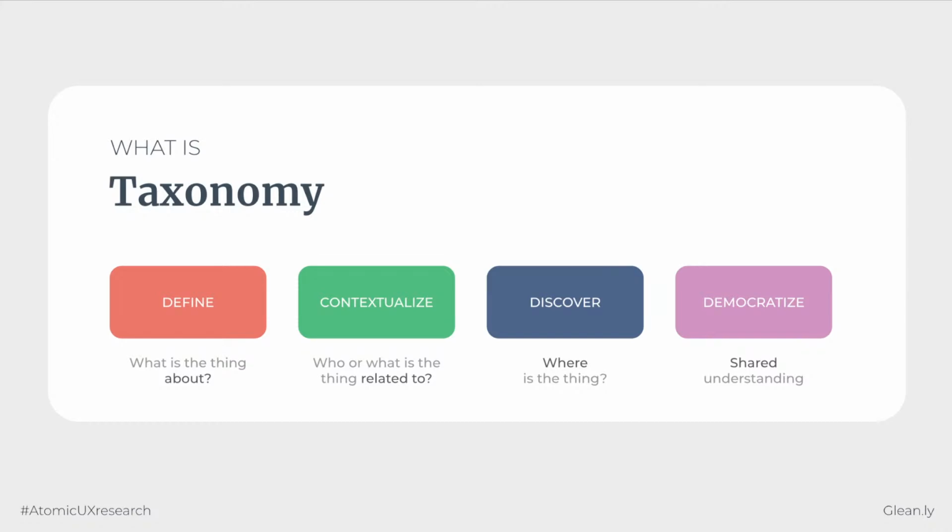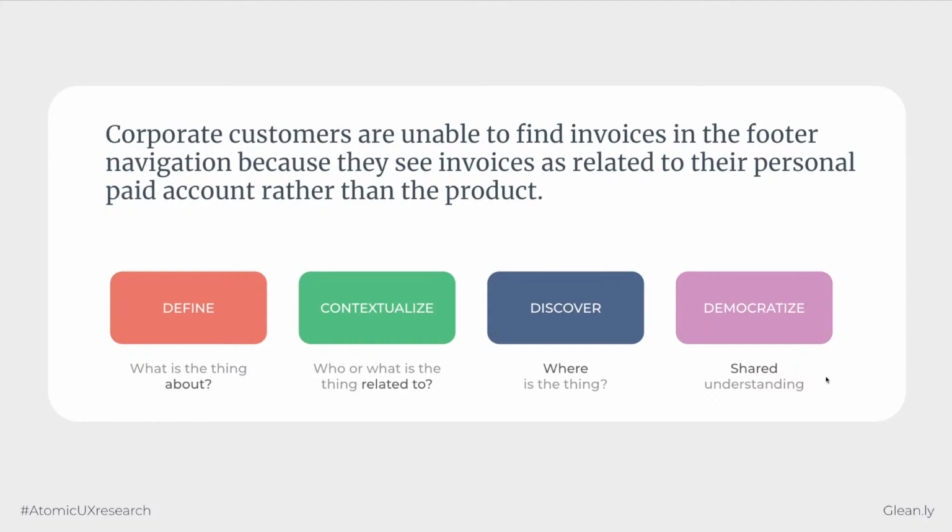Okay, they're all very good in principle, but let's define that a little bit more. So if I can click on the right thing, we've got an insight here. Corporate customers are unable to find invoices in the footer navigation because they see invoices as related to their personal paid account rather than the product. So what we're seeing here is that people on our imaginary website are struggling to find their invoices they want to download, especially corporate customers.